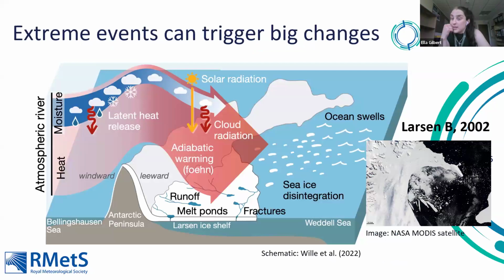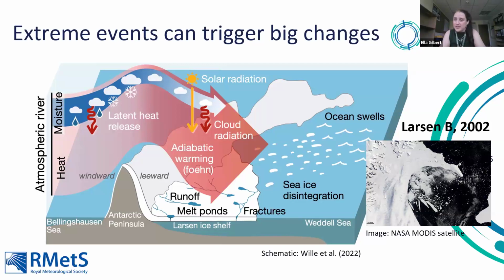These sorts of extreme events can trigger very significant changes. Whilst we have the background of climate change, which preconditions and provides the context for change, it's often extreme events that trigger the actual change themselves. So basically it's the straw that breaks the camel's back.